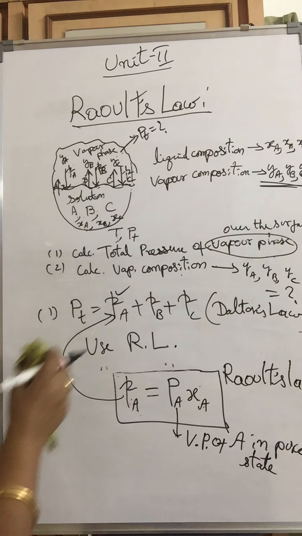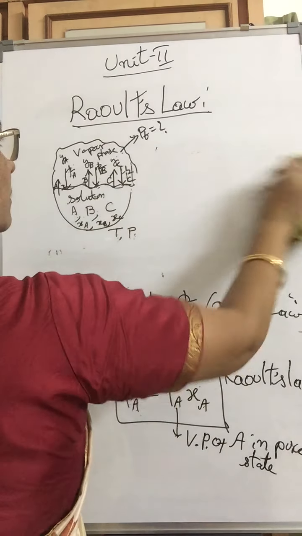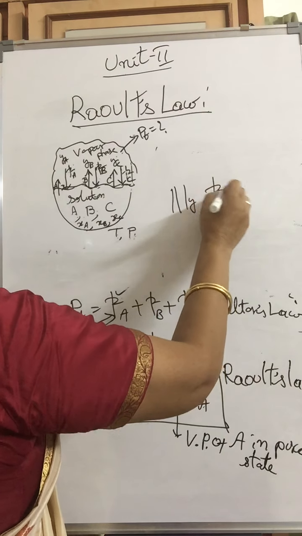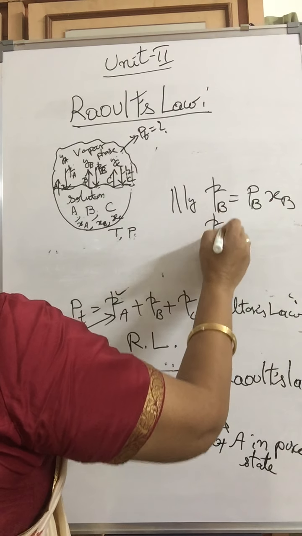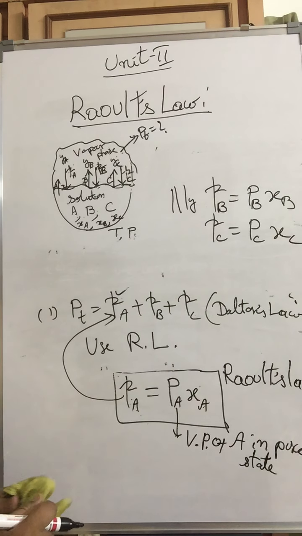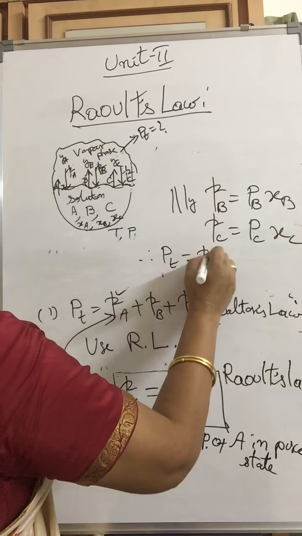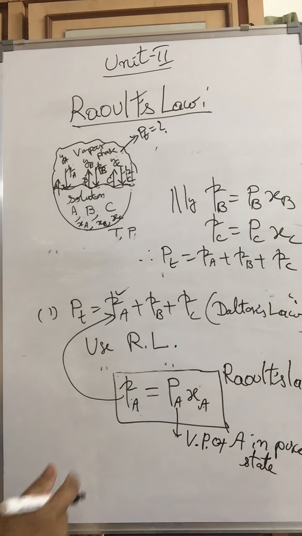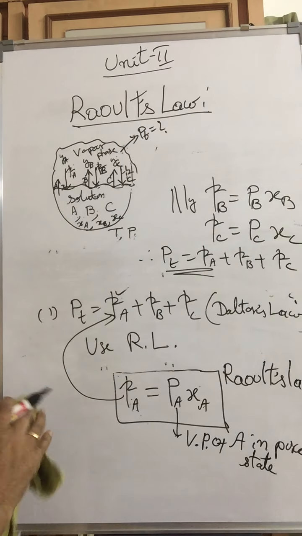Similarly, you can calculate PB equal to PB XB, PC equal to PC XC. You can calculate all the three. Then PT equal to PA plus PB plus PC. So you can calculate like this the total pressure of the system.